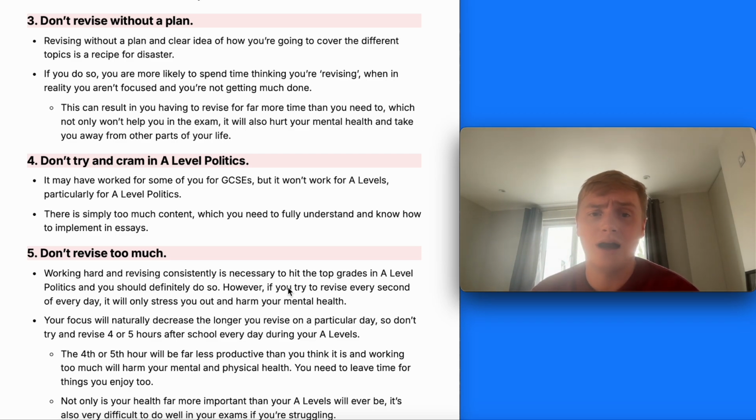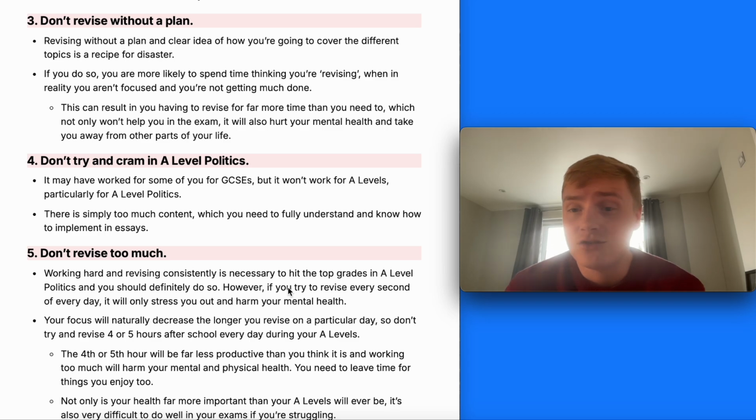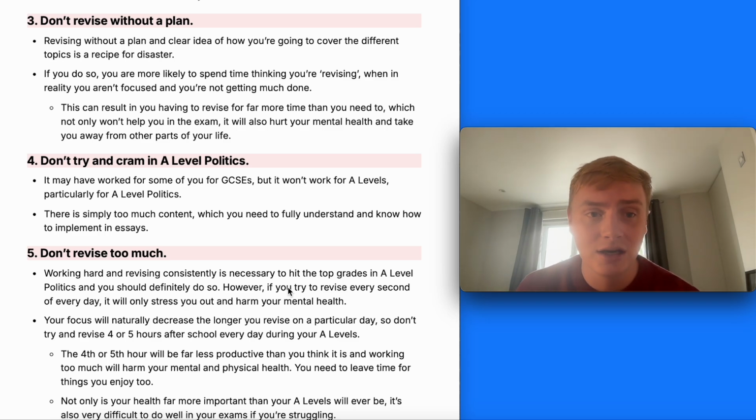And this can result in you having to revise for far more time than you need to, as you're not really properly focused or getting much done. Not only is that not going to help you in the exam, it's also going to hurt your mental health, take you away from other parts of your life, and increase stress overall.